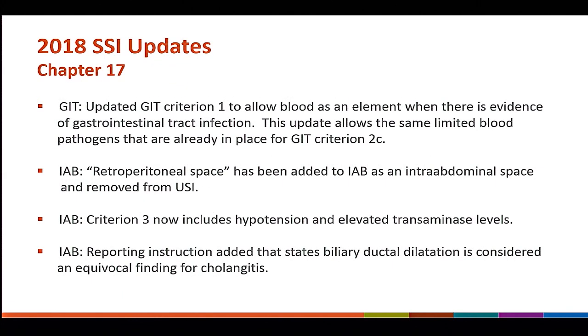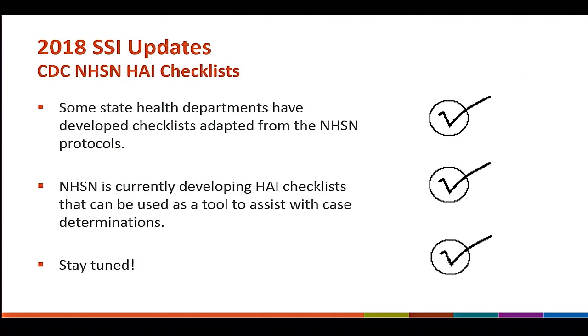So Kathy covered these updates yesterday, but since GIT and IAB are frequently used in SSI surveillance, I just want to highlight them again. GIT has been updated to allow blood as an element in Criterion 1. The retroperitoneal space has been moved to IAB from UCI. Hypotension and elevated transaminase levels have been added as symptoms for IAB Criterion 3. And the IAB reporting instruction has been revised to include biliary ductal dilatation as an equivocal imaging finding for cholangitis.